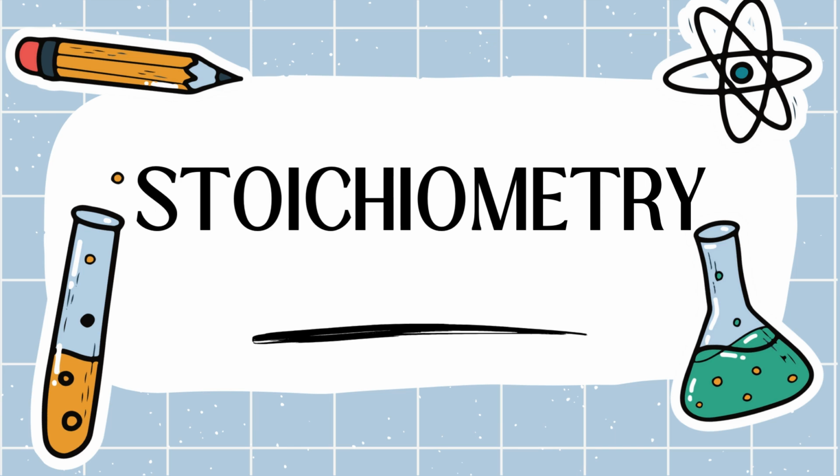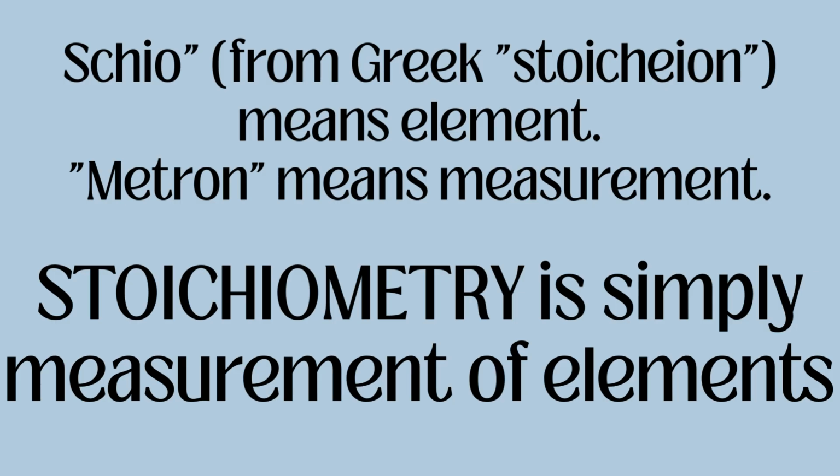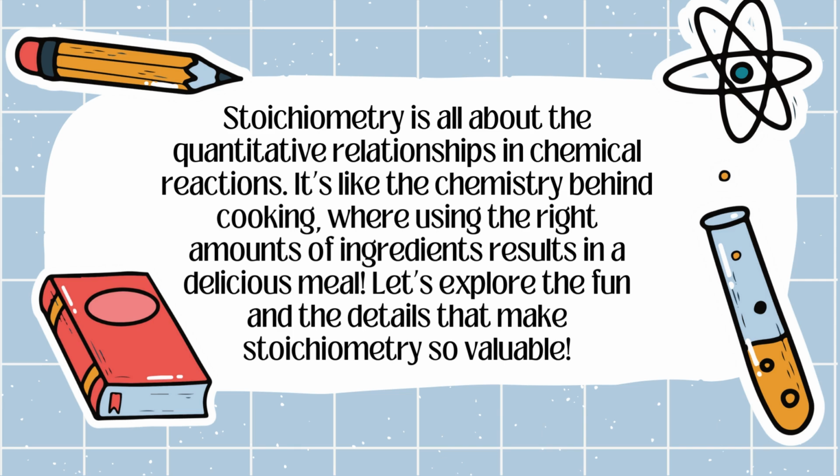Today, we're taking an exciting deep dive into the world of stoichiometry, a cornerstone of chemistry that's not just fascinating, but also incredibly practical. So, first of all, what is stoichiometry? At its core, stoichiometry is all about quantities in a chemical reaction. The term comes from the Greek words stoichion, meaning element, and metron, meaning measure. In chemistry, stoichiometry helps us quantify the amount of reactants consumed and the amount of products generated during a reaction.